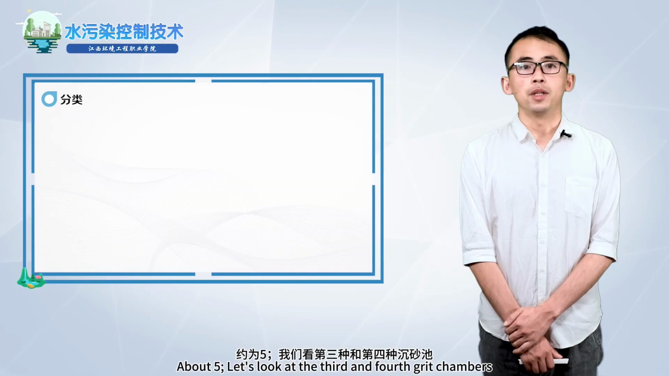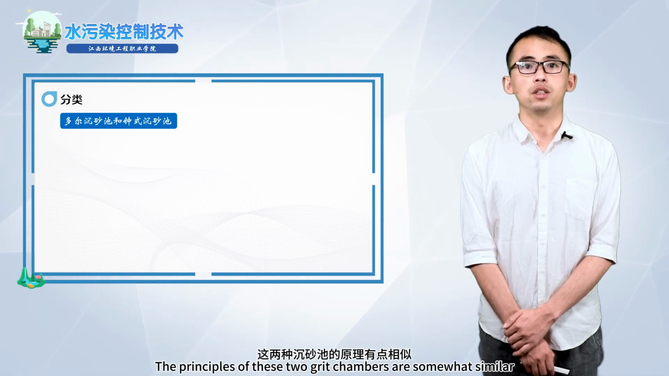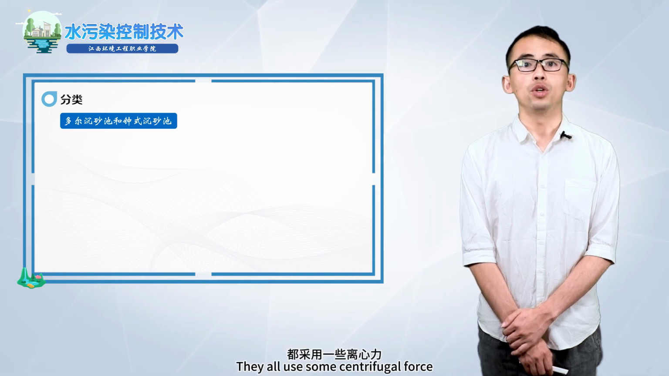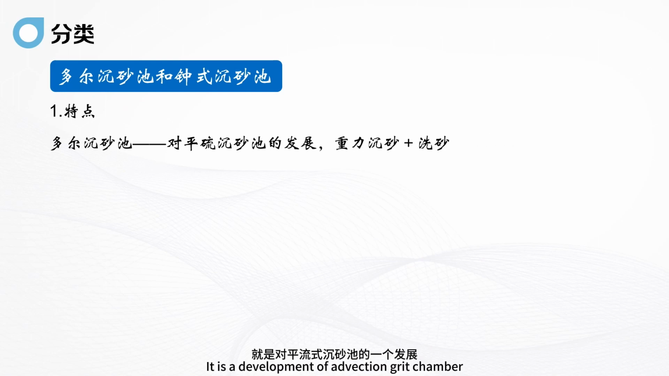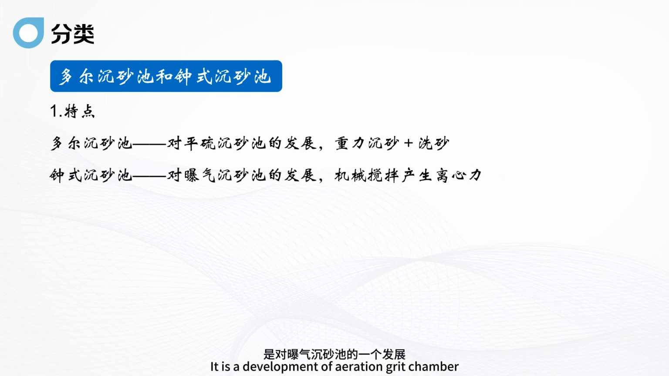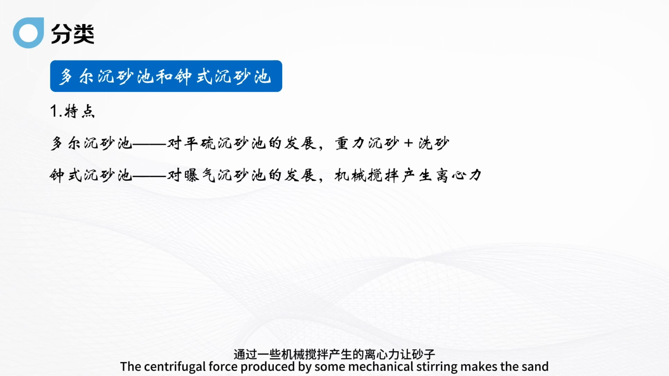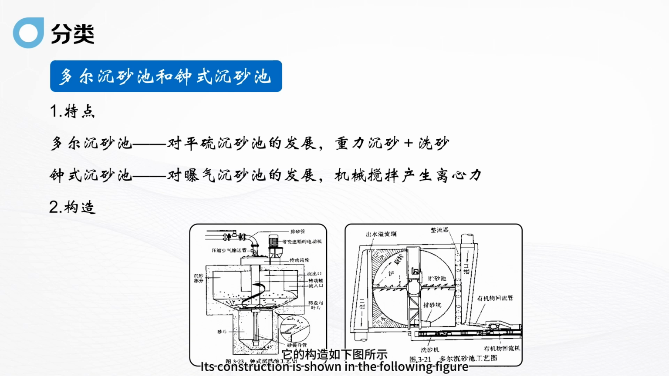Let's look at the third and fourth grit chambers: the Dorr grit chamber and the Bell grit chamber. The principles of these two grit chambers are somewhat similar. They all use some centrifugal force. The Dorr grit chamber is a development of the advection grit chamber. It relies on gravity for dust and sand washing. Then the Bell grit chamber is a development of the aeration grit chamber. The centrifugal force produced by mechanical stirring makes the sand fully rub against each other, removing some organic substances from the sand surface, to achieve self-cleaning sand. Its construction is shown in the following figure.